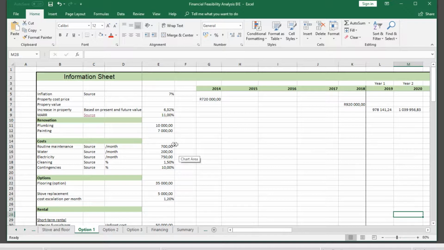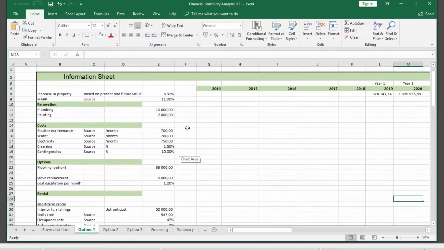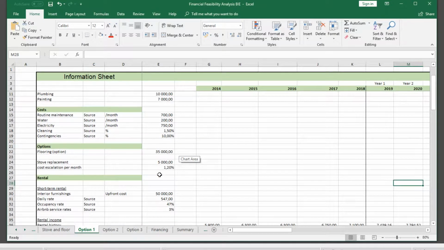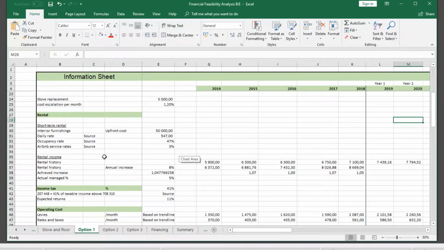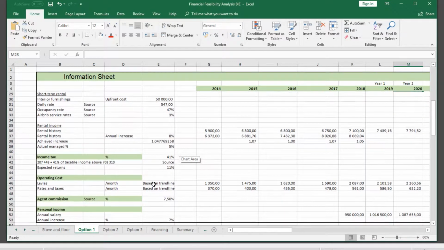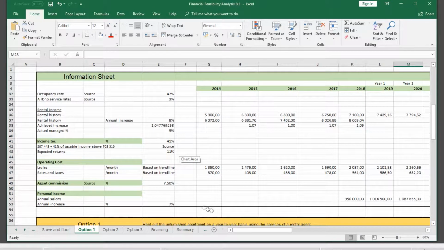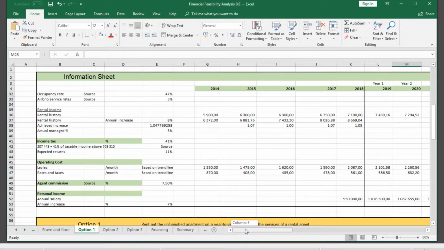There are also renovation costs that will need to take place for various options, and there are also different costs. There's the flooring and stove that was already discussed, as well as the short-term rental and rental income. Then we have an income tax that will be based on the SARS tax bracket, and this will be used in all the different options. I also have operating costs in which the levies, rates and tax will be applied.